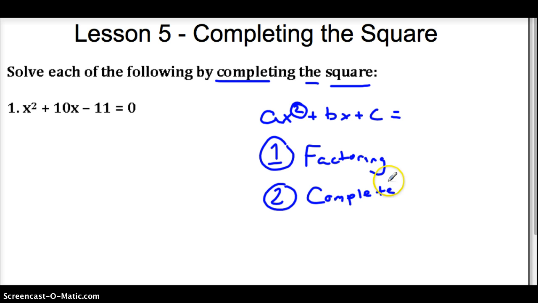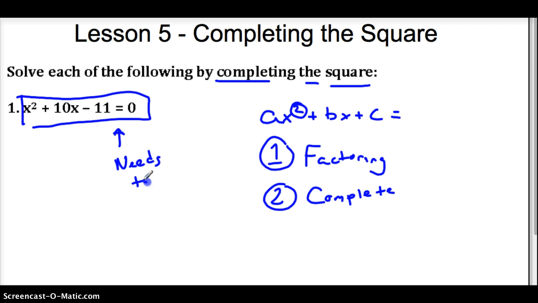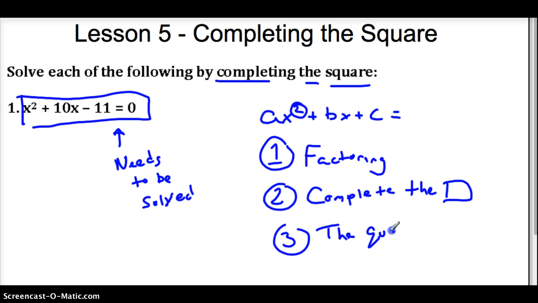This is how we solve quadratics, and this is a quadratic that needs to be solved because it has an equal sign in it. I'm trying to figure out what I have to plug in for x to get this equal 0. So I can complete the square. It's another way. And the third way to solve a quadratic is the quadratic formula, and that is for your next lesson.